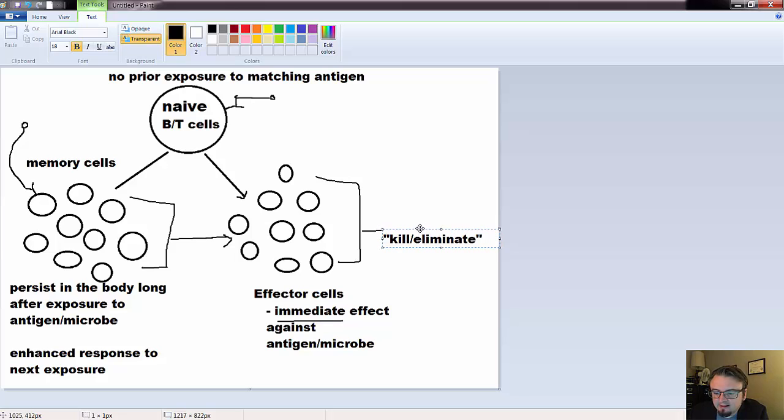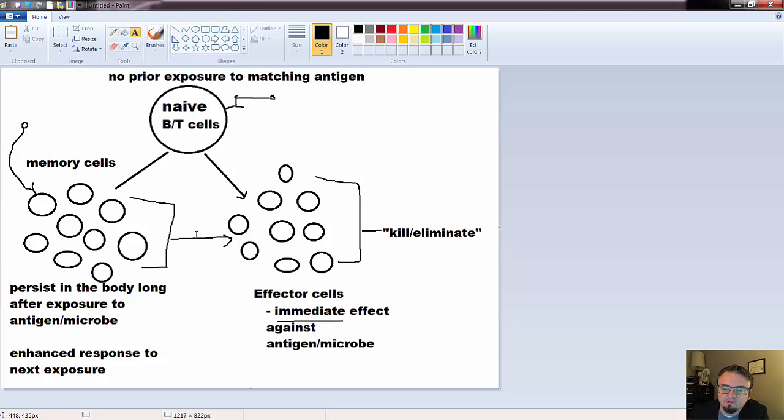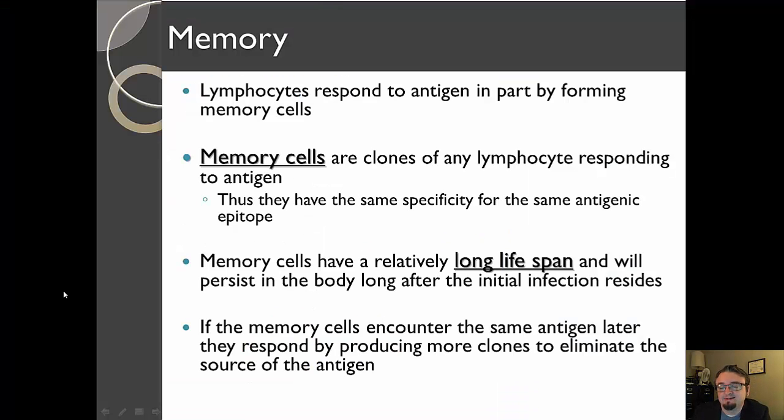whereas the memory cells are kind of hanging back. They're just kind of waiting to see what's going to happen long term. Microbe comes back, antigen comes back, memory cells go back into effector cells, which are going to kill and eliminate. And they'll create more memory cells, so the process will repeat over and over and over again. So that's kind of how memory works, and this is why we don't tend to get sick over the same things over and over and over.